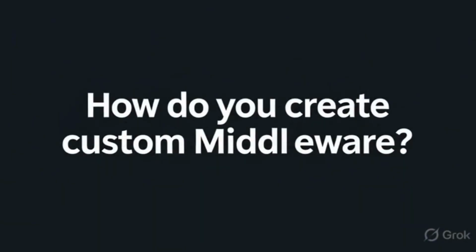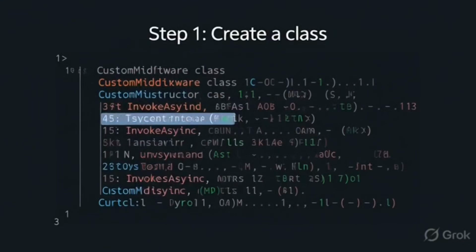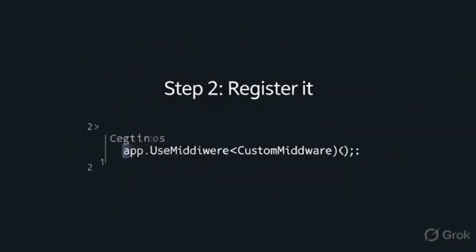How do you create custom middleware? Step 1, create a class. Define the constructor and the InvokeAsync method. Step 2, use a middleware extension method. And that's it. Your custom middleware is ready to use.